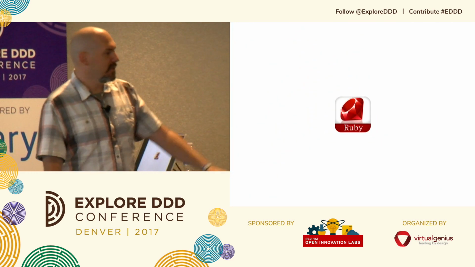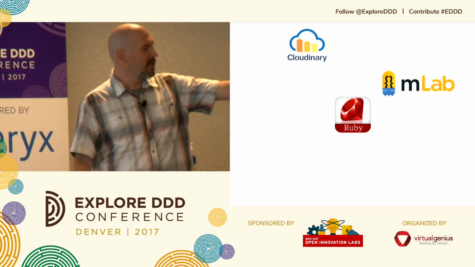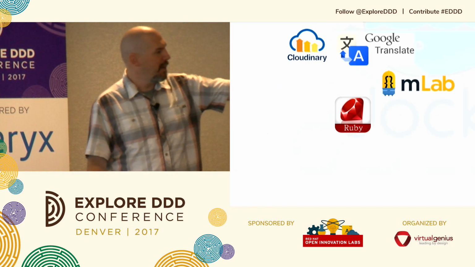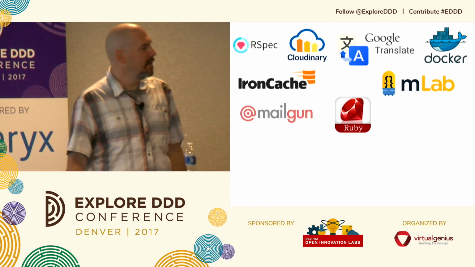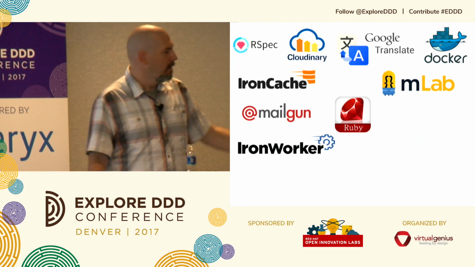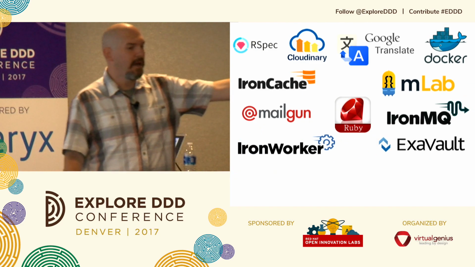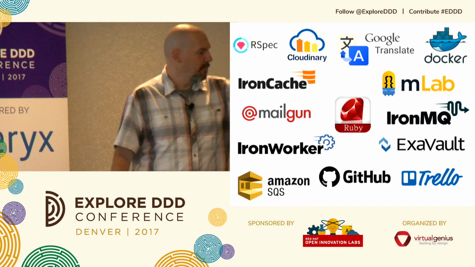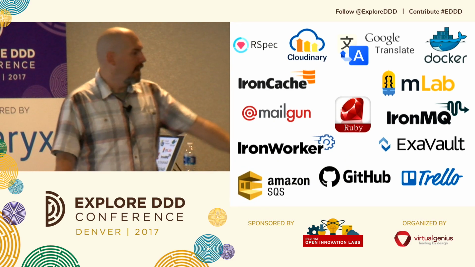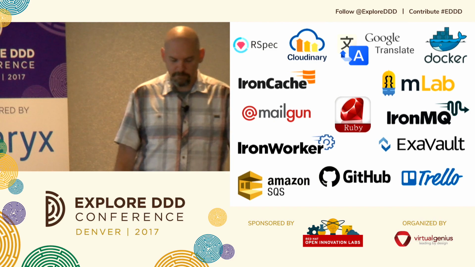So here are some of the services. Ruby in the middle, because this is all built in Ruby. I already talked about Mongo Lab. We added Cloudinary for images, Google Translate, Docker, some of the Iron services, Mailgun, which is a cloud service for email. The project was fully run via GitHub and Trello, and using Amazon SQS.